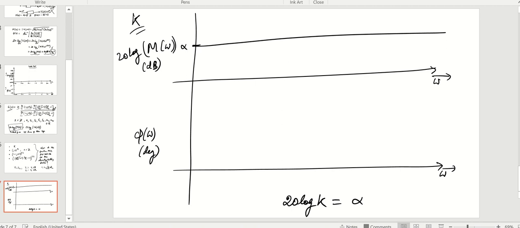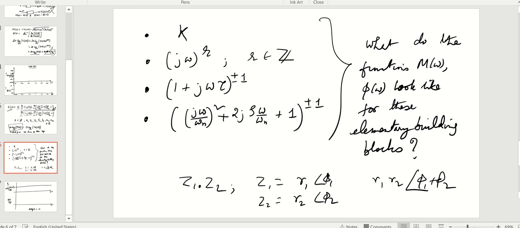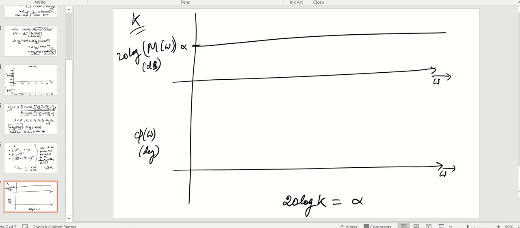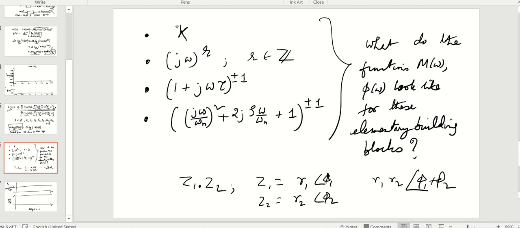What about the phase? What's the phase of a constant real number with zero imaginary part? What is it going to be? It's going to be 0. So let's say this is my 0-degree line. The phase plot is going to be just another constant 0. So we've at least tackled the first block. We know how this is going to look. All right, this is done. Now we focus our attention on the second block.